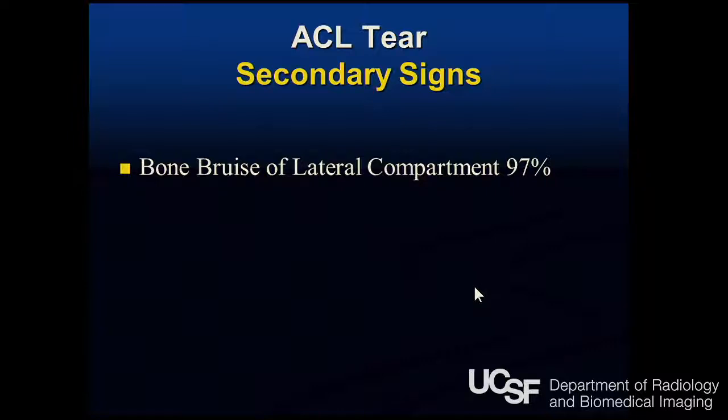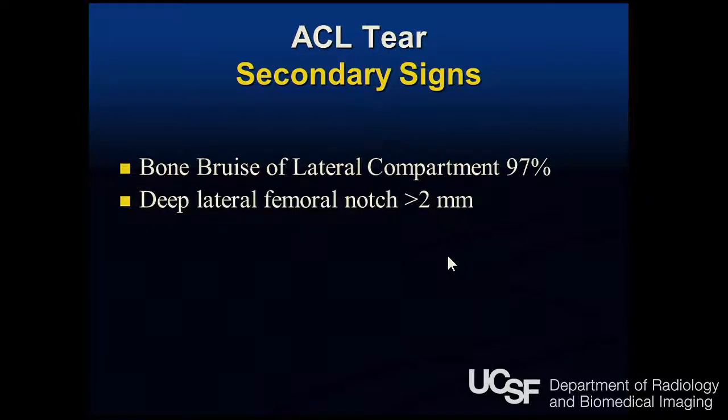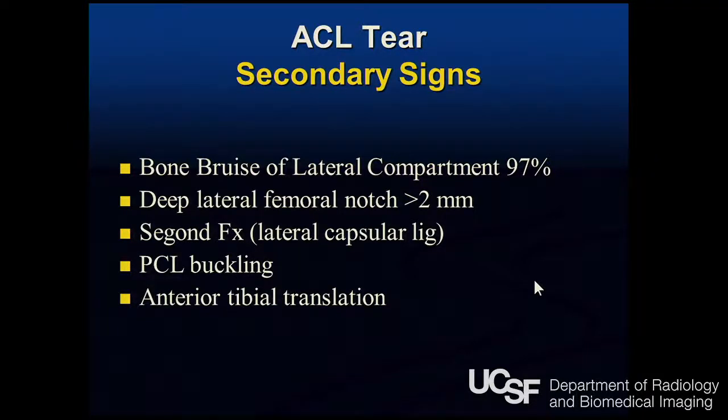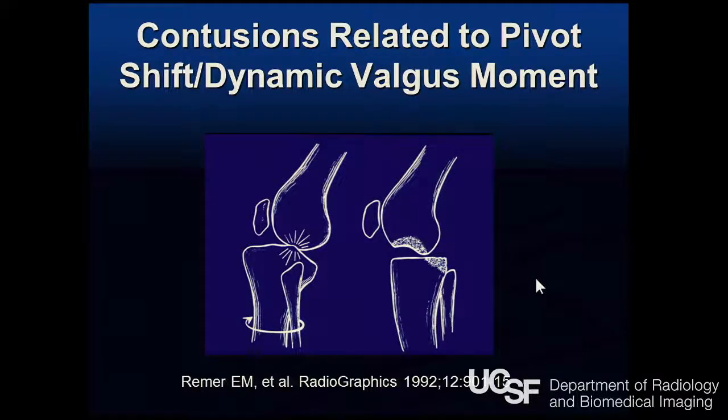And it's going to be a classic kissing contusions on the lateral side of the knee. Second would be, as a result of this, deepening of that lateral femoral notch, greater than about 2 millimeters, either on x-rays or MRI. Next, you may see something like a Segond fracture and an avulsion injury of that lateral capsular ligament. You may see PCL buckling, anterior tibial translation as well.